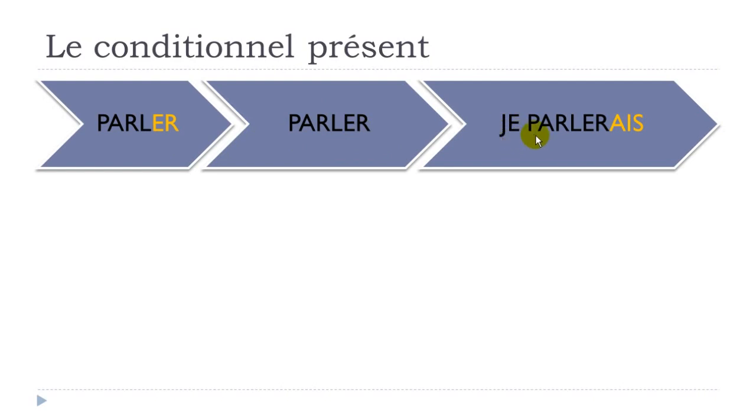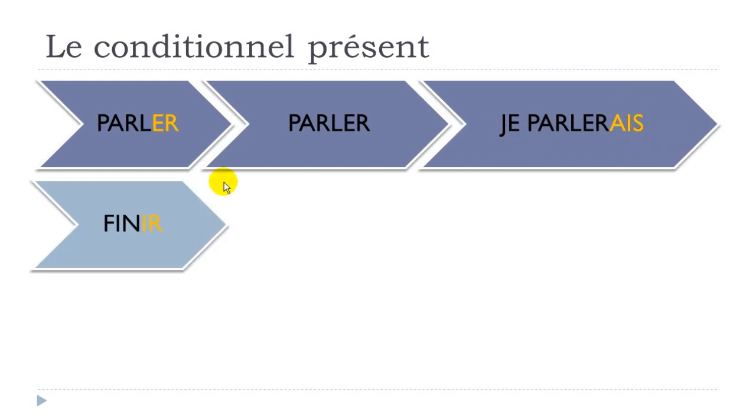And for je, the ending will be AIS, okay? You don't need to modify your infinitive form. The basic form goes there, and right after you just add the ending AIS, and you get je parlerais. All right, so it's quite simple.